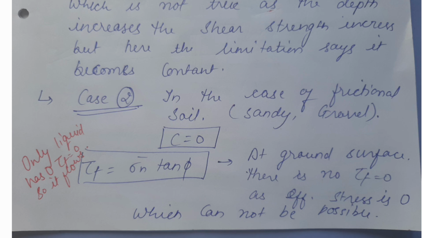It is not possible to have the cohesion as 0, because in such cases the soil should not be stable. If we are walking on the soil or on the sand, it should slip. It should be flowing, like liquids such as water, which have tau f equal to 0 because they flow. It is not having any kind of stability. So in this case, they are showing that the ground surface should be flowing, but it is not at all possible. The ground stays stable.